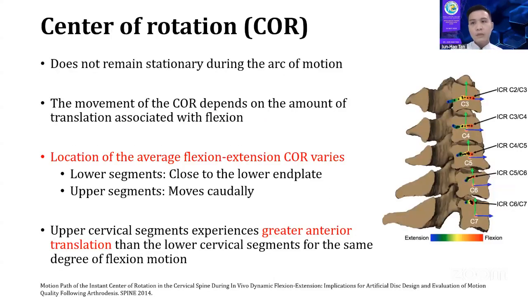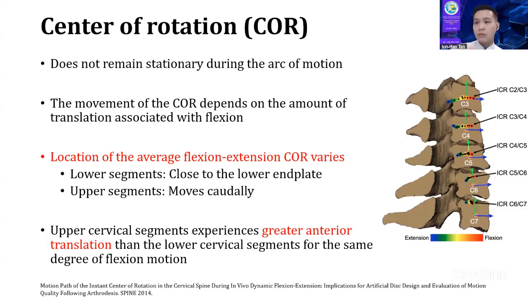Because with the coupled motion occurring, the center of rotation actually does not remain stationary during the arc of motion. The reason, as you can see on the diagram on the right side, is that as you flex, for example, there is an anterior translation of the center of motion. Hence, in this figure they call it the ICR, the instantaneous center of rotation, because at every point in motion, the center of rotation changes. How much does it change? It depends on how much translation is associated with the flexion at that particular segment. The location of the COR varies.